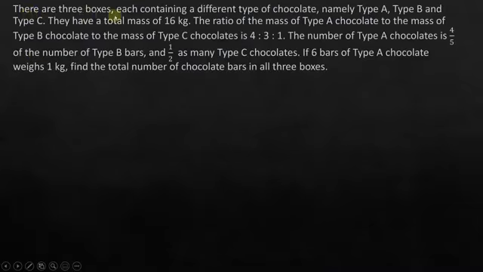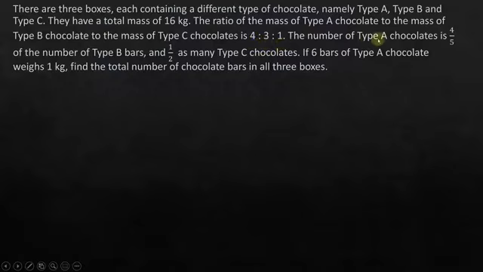There are three boxes, each containing a different type of chocolate, namely type A, type B, and type C. They have a total mass of 16 kilograms. The ratio of the mass of type A chocolate to the mass of type B chocolate to the mass of type C chocolates is 4:3:1. So there are three quantities and their mass is in the ratio 4:3:1.